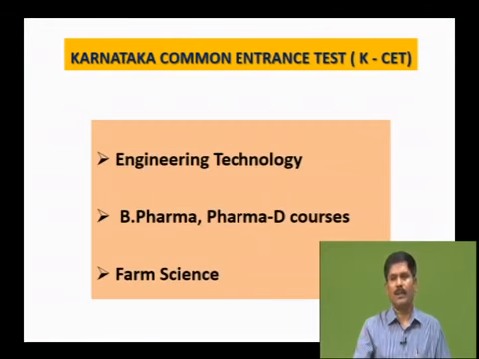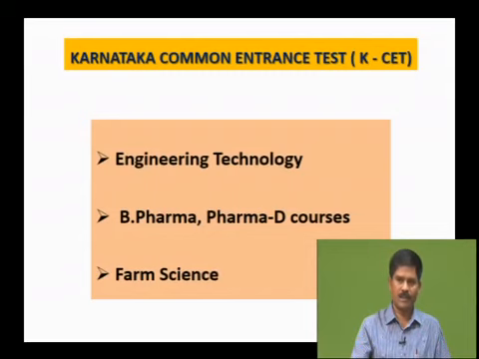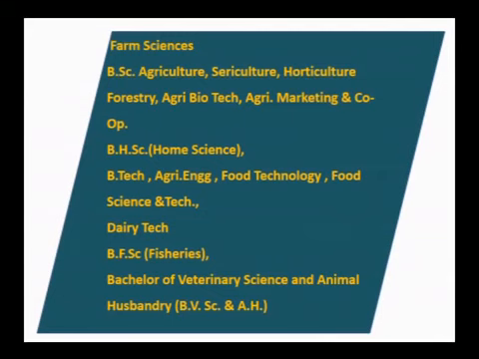KCET, Karnataka Common Entrance Test. It is conducted for selecting students for engineering, pharma and farm sciences or agricultural sciences. Agricultural sciences include BSc in agriculture, sericulture, horticulture, forestry, agricultural biotechnology, agricultural marketing, then BHSc home science, BTech agricultural engineering, food science and technology, dairy technology, Bachelor of Fisheries, Bachelor of Veterinary Science, that is BVSc, and Animal Husbandry.